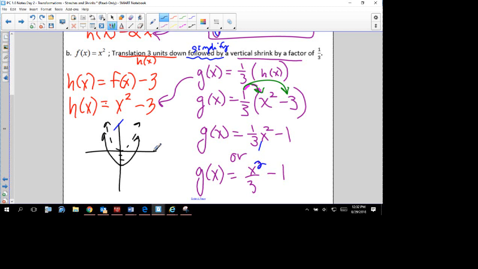So this is going to go closer to the x-axis. It's going to shrink it towards the x-axis. It's a little bit confusing, and that's why I do the separate steps instead of just trying to figure it out right from the beginning.